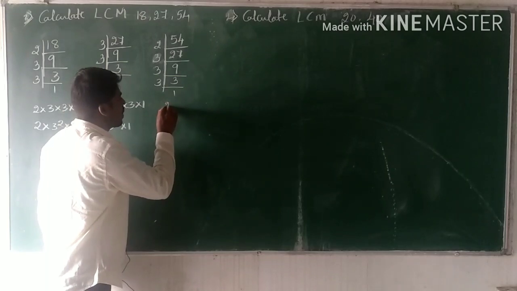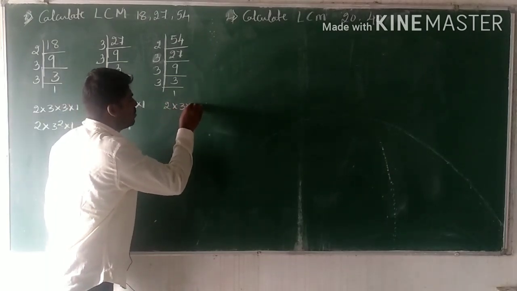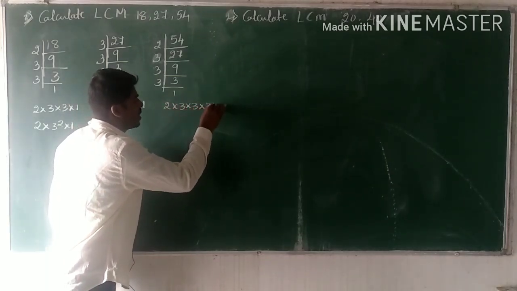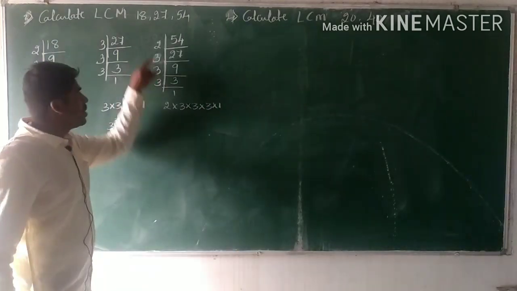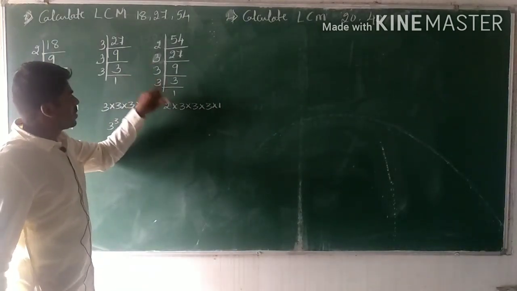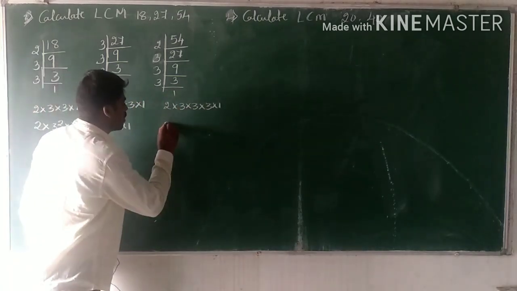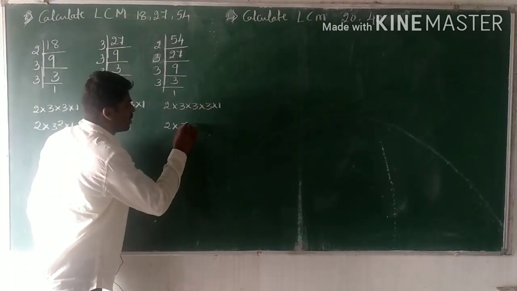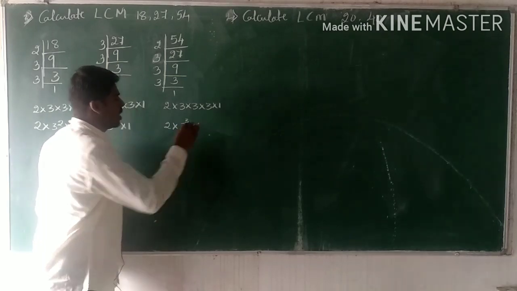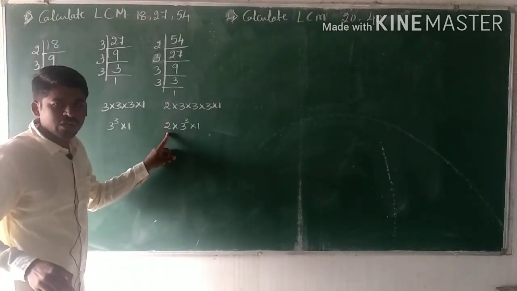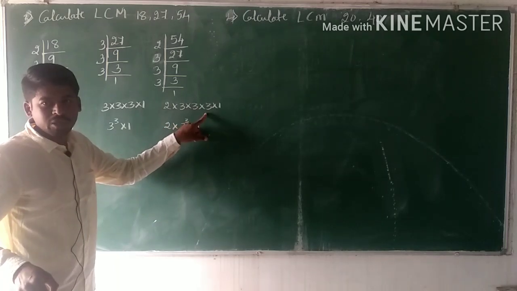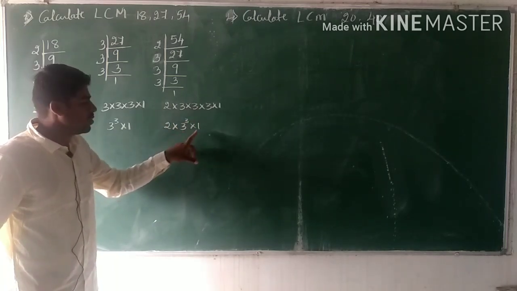Now I will write 2 into 3 into 3 into 3 into 1. Okay, 2, 3, 3, 3 and 1. Now I will write this one as 2 into 3 cube into 1. Here 2 is repeated 1 time, and 3 is repeated 3 times. That's why I will write 3 cube into 1.